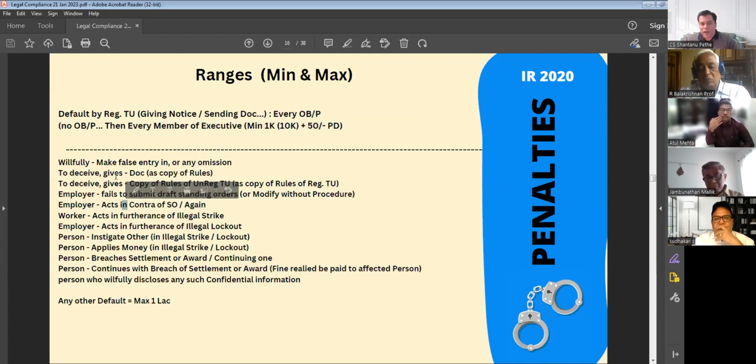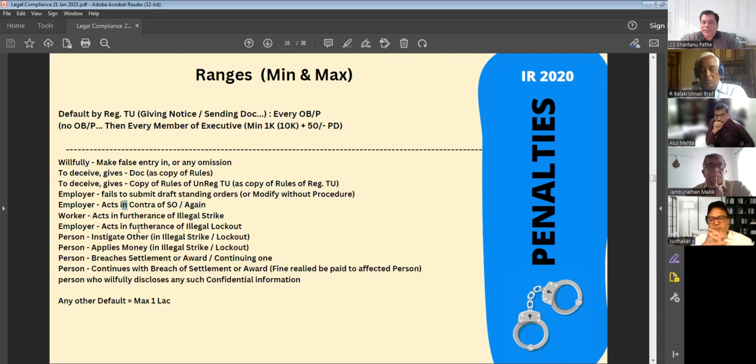Willfully making a false entry, or deceiving by giving a document as the copy of the rules of a trade union when it actually is not, will be punished. Again, deceiving by giving a copy of the rules of an unregistered trade union, stating that it is a copy of the rules of a registered trade union, will be penalized. If an employer fails to submit draft standing orders, or modifies them on its own without following the procedure, there is a penalty. If an employer acts in contravention of the standing orders and repeats the mistake, there will be an additional fine.